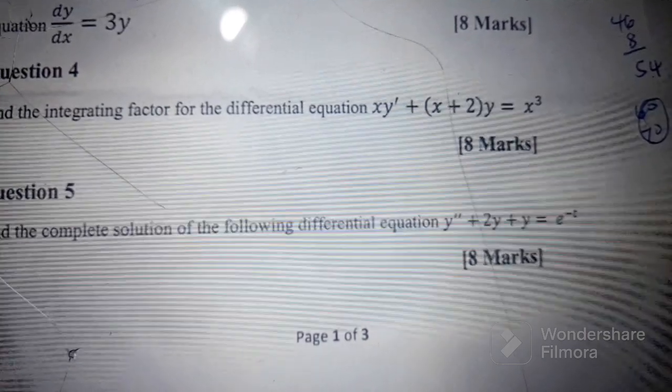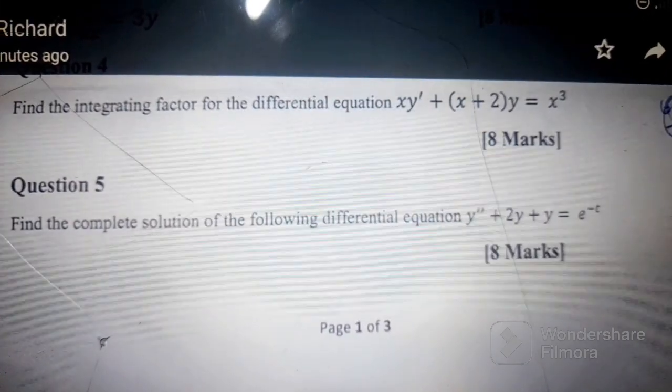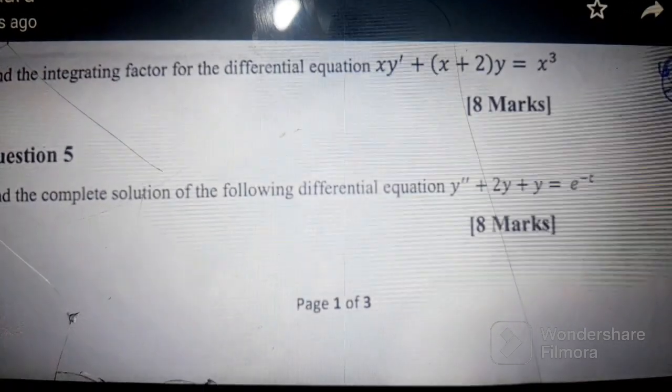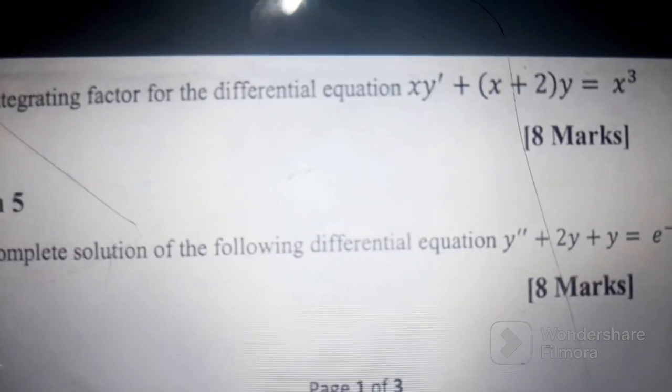So question 5 says we should find a complete solution to the differential equation y'' + 2y' + y = e^(-t). Here the issue is supposed to be y'' + 2y' + y = e^(-t). The prime for the 2y there is removed. So please check it out. All the questions we have been solving so far are on first order ordinary differential equations, but this one is on second order. So come along as we solve it.